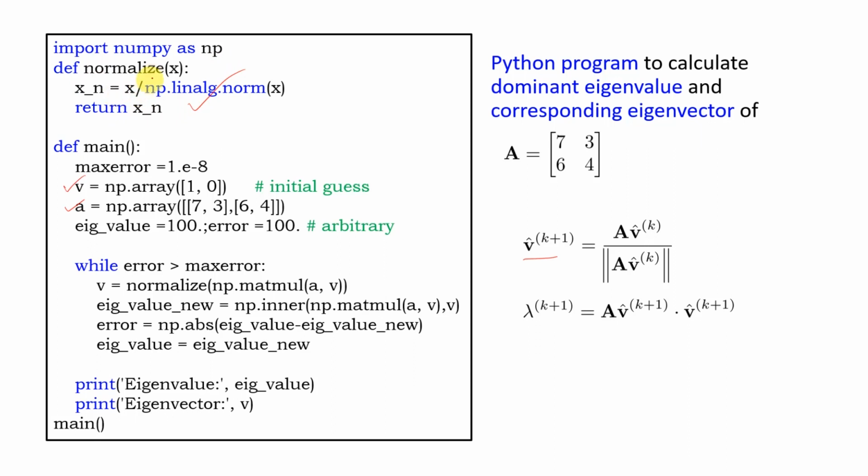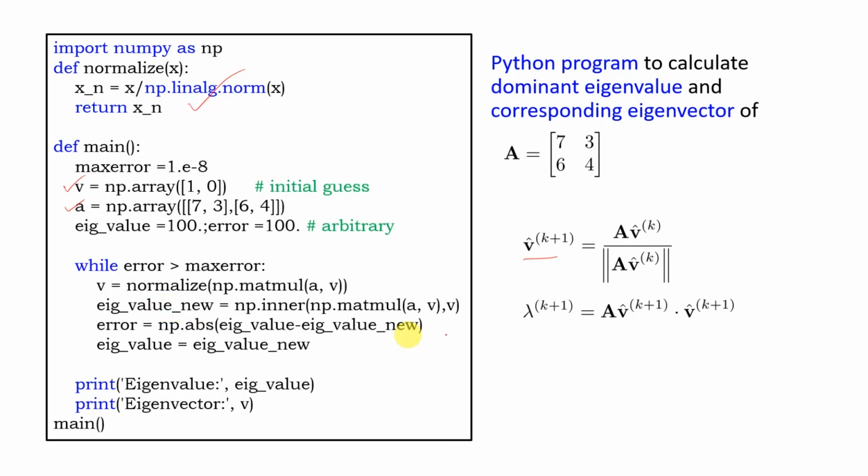This is a function that normalizes a vector x by doing x divided by norm of x, and the norm I am calculating using the inbuilt numpy routine, that is numpy linalg norm. So now the V is normalized. So this V is already this V k plus 1. We get it in one line.